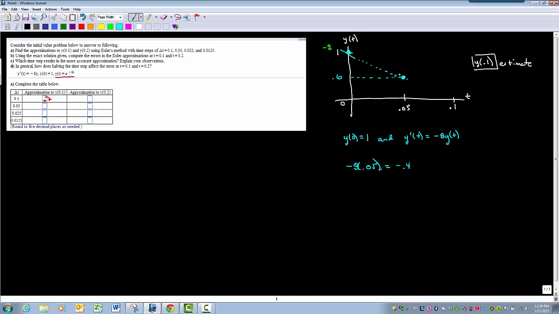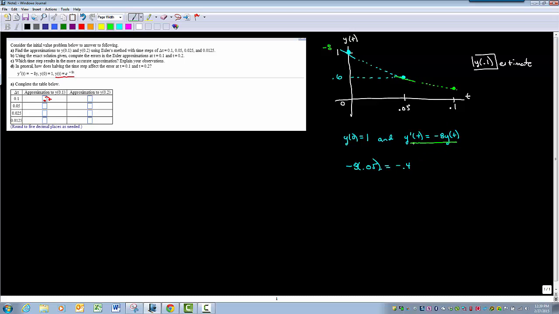Now what we're going to do at this spot is again find the slope. The slope changes, and it changes by this equation. So it's no longer negative 8 here. The slope is going to be something different. So we're going to take the y value at 0.05. The new slope, the slope that's going to be used to estimate the height over here, is given by this equation.